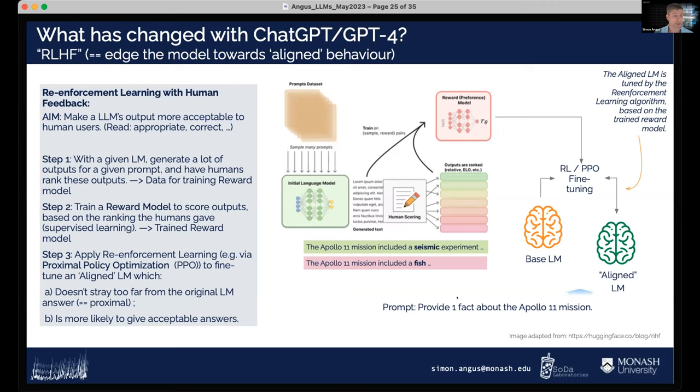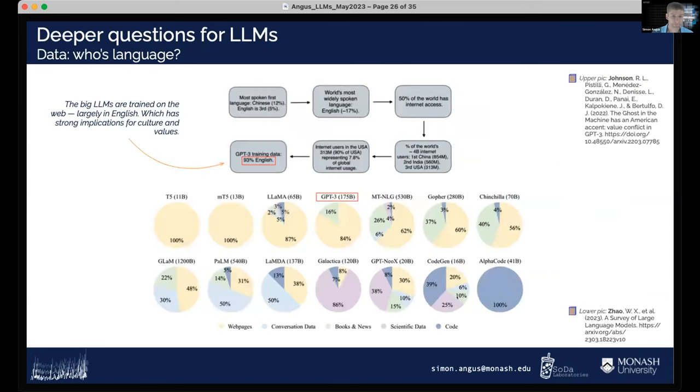Because these are closed models, we don't know exactly what the architectural changes are. In our lab, we've got a lot of suspicions about what they might be to do with the way they do things in the front end, the scale of the model, et cetera, but we don't know. Okay, so let's finish with a couple of deeper questions about language models that I think we all should be aware of.